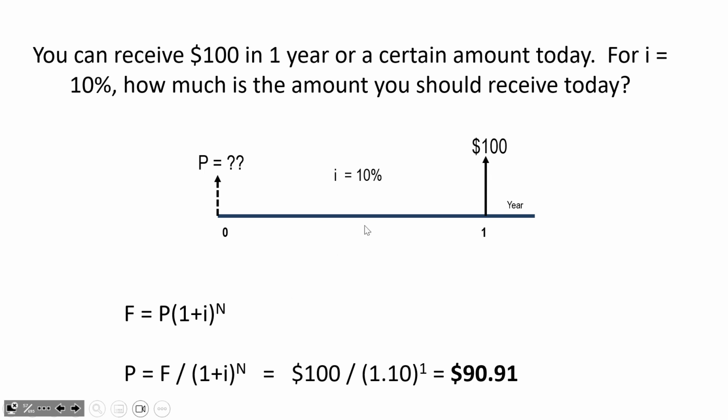Sometimes people think, well, it's just $90, because $100 minus 10%, but that's not how it works. We have to put it into the formula and solve for P. Turns out that it's $90.91 is how much you have to deposit, because if it was just $90, then 10% interest would be $9. And so at the end, you'd have 99. So you have to deposit more than $90 in order to have the interest amount turn into 100 after a year.